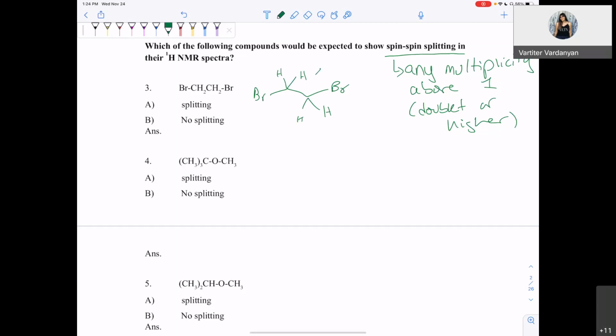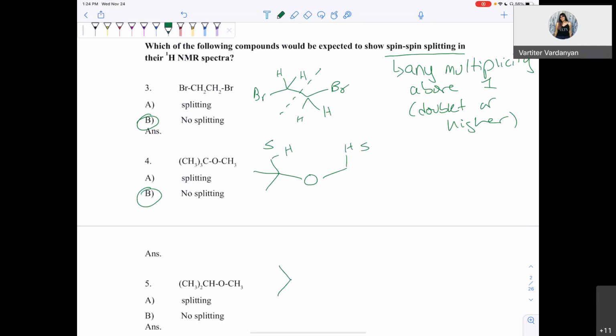No, cool, because there is a line of symmetry here, so there is only 1 signal and there is no splitting. Ta-da. So for number 2, we have 1, 2, 3, OCH3. So is there any hydrogen here that has a multiplicity above 1? This one also has no splitting, and the reason is the only hydrogens are those guys, and they're super far away from one another. So no splitting.